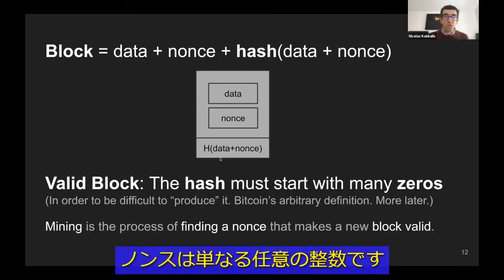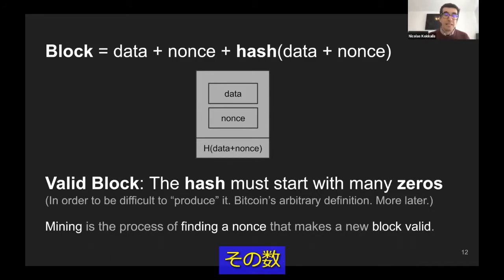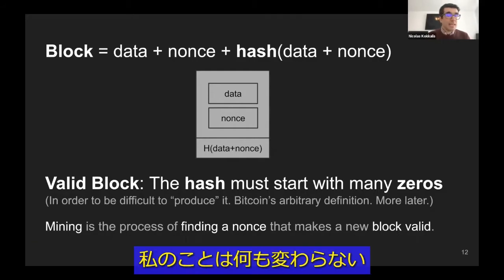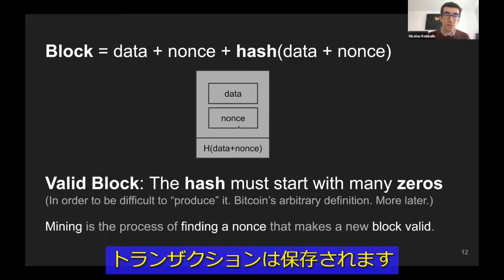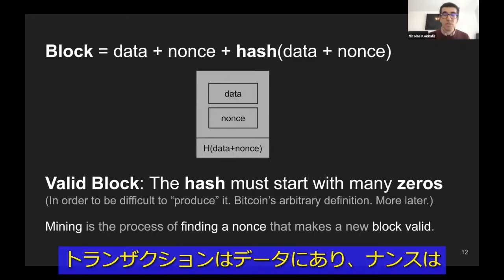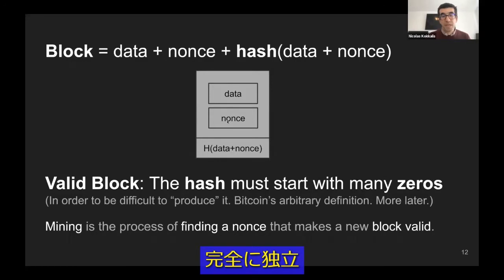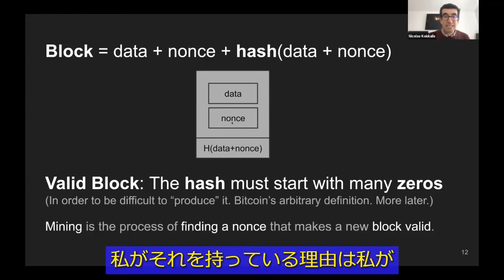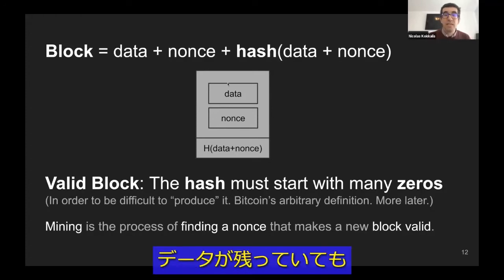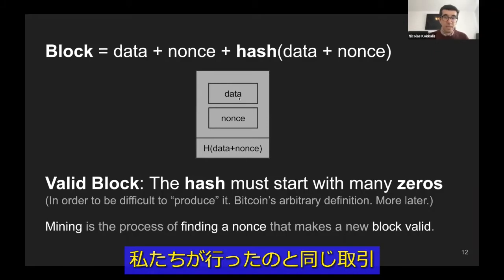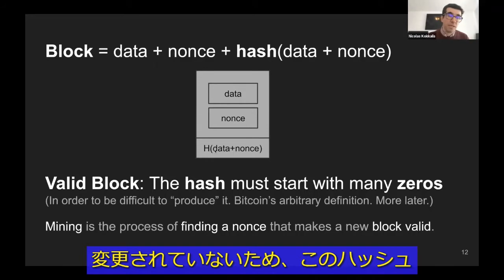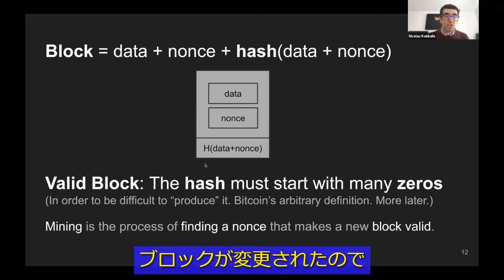Now, what is a nonce? A nonce is just an arbitrary integer number that I can change however I want, and it doesn't really change whatever transactions are stored in this block, because the transactions are in data and the nonce is completely independent. But it's very important, because when I change the nonce, even though the data stays the same, the transactions between people stay the same, the nonce changed, therefore the hash of this block changed.